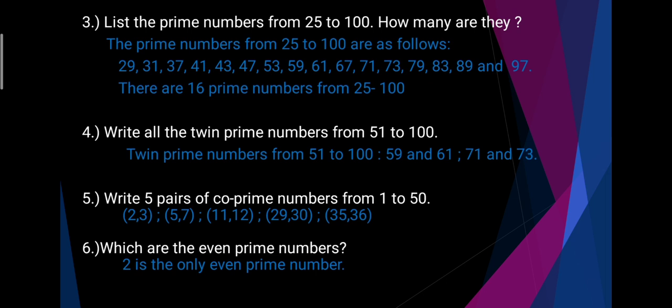The next one, write all the twin prime numbers from 51 to 100. Twin prime numbers from 51 to 100 are 59 and 61. Another one, 71 and 73.